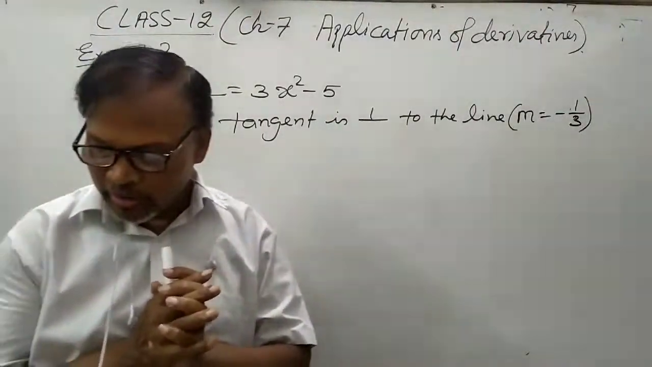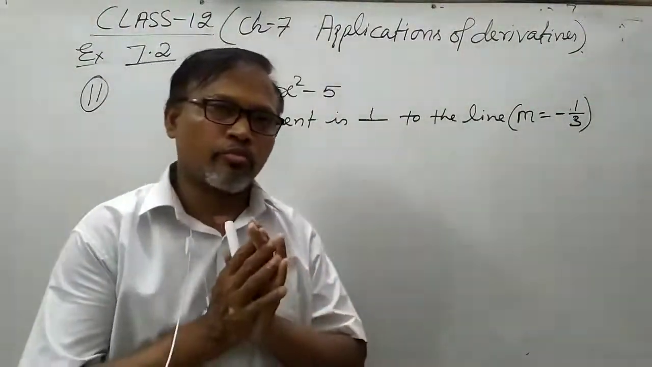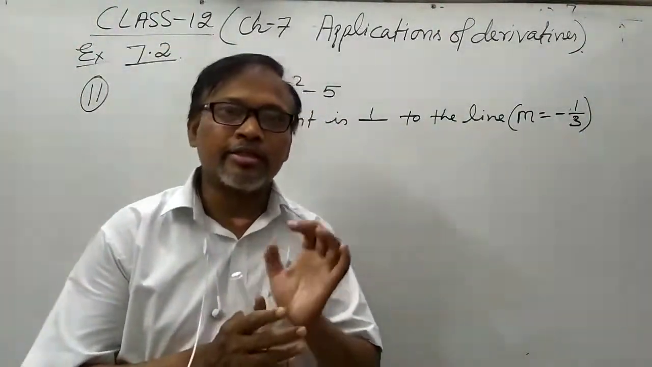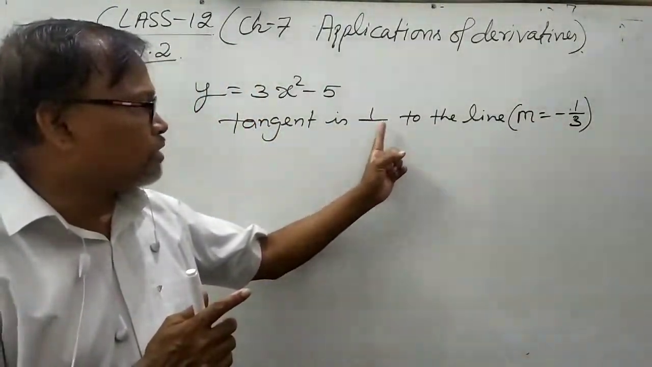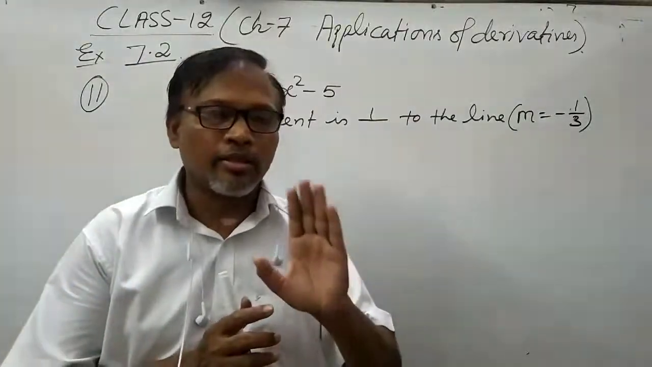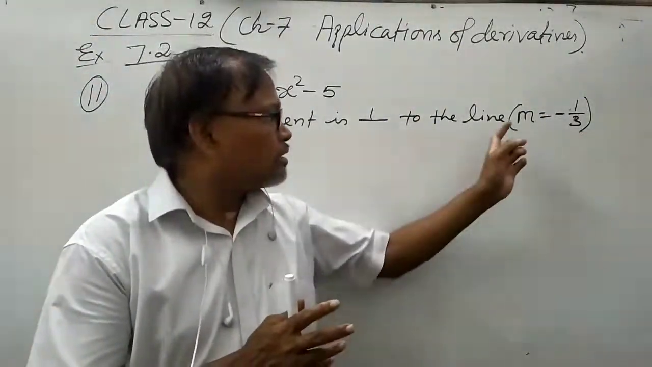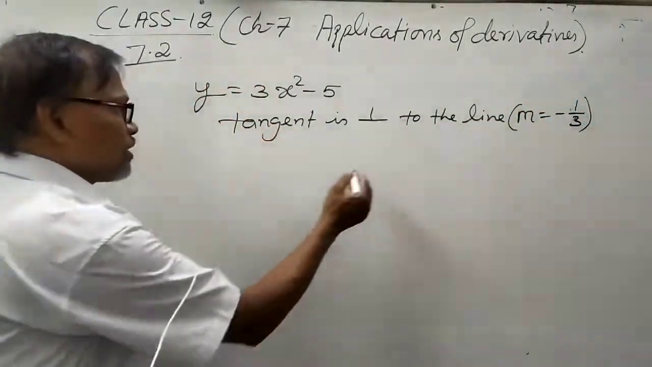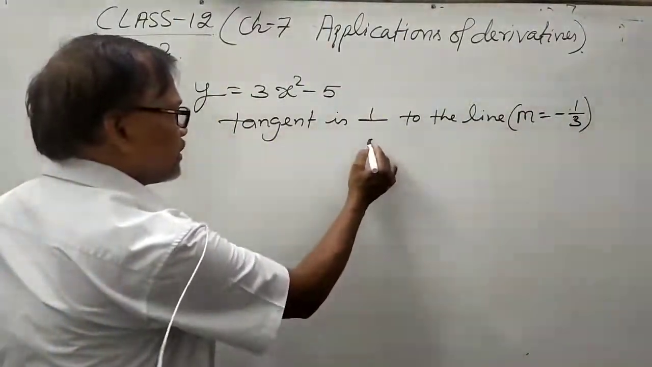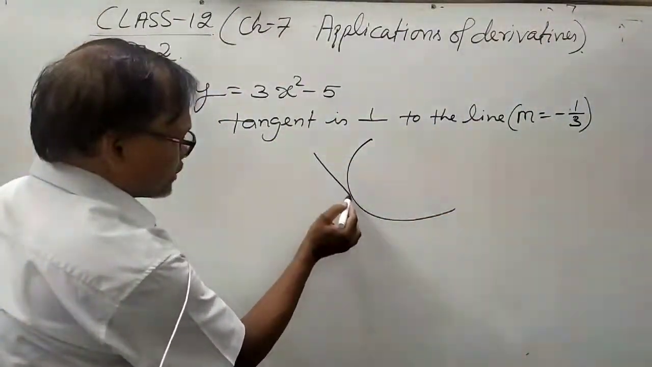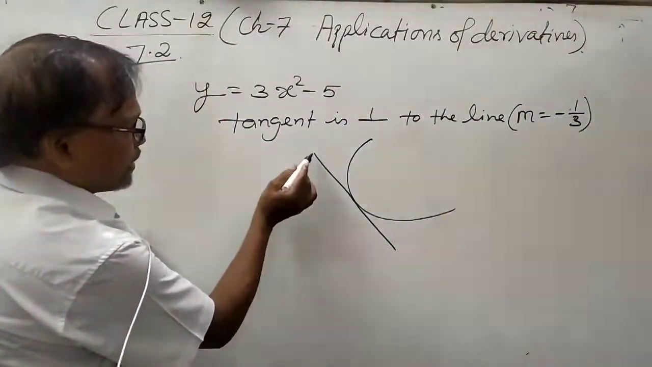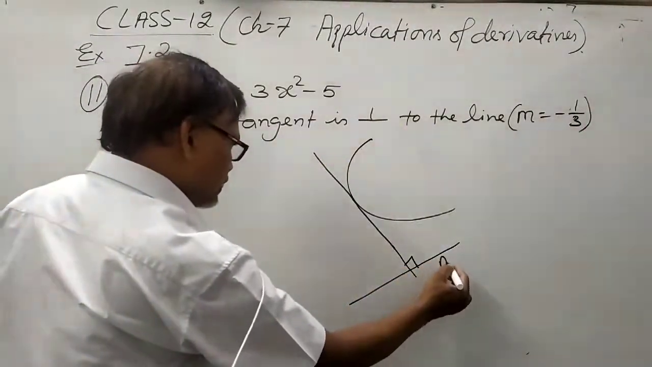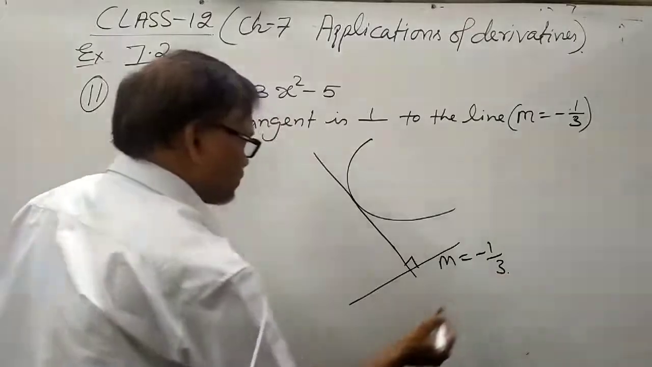You have to find the point on this curve at which the tangent is perpendicular to the line. Now the line is not given, but consider a line whose slope is -1/3. So if we make the figure, suppose for example this is the curve and this is the tangent, and the tangent is perpendicular to the line. Somewhere there will be a line, this is the line. The slope of this line is -1/3.